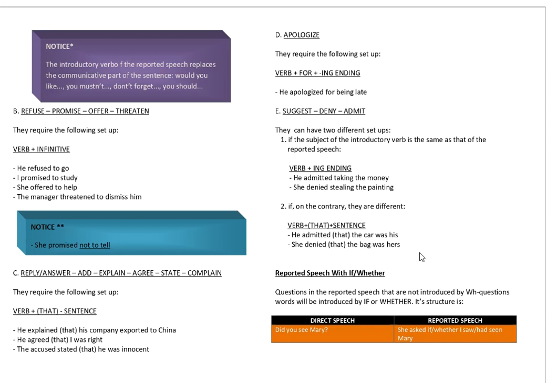Let's take a look now at the reported speech with if and whether. Questions in the reported speech that are not introduced by WH question words will be introduced by either if or whether, and the structure followed is the following. Did you see Mary? She asked whether I saw or if I had seen Mary. Very simple, really, as you can see.